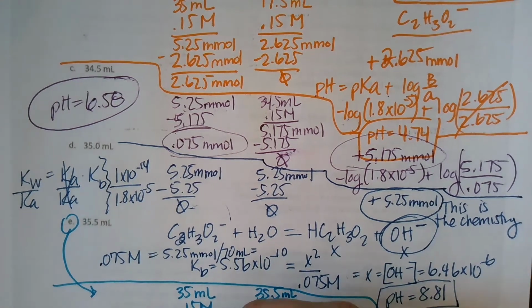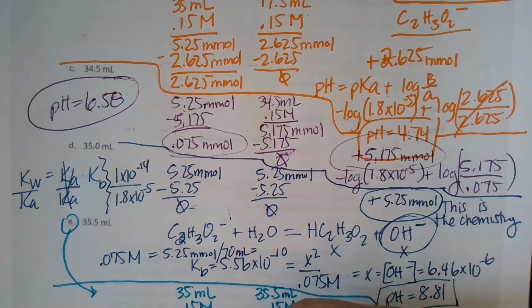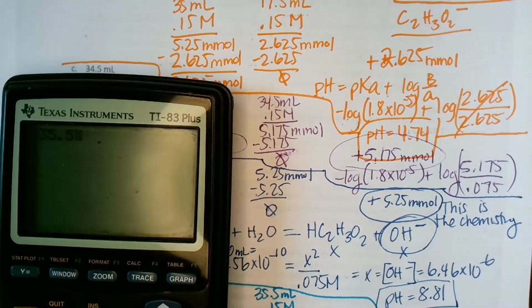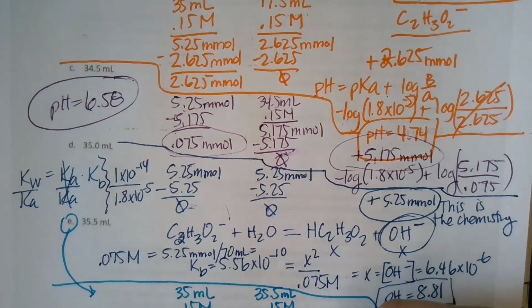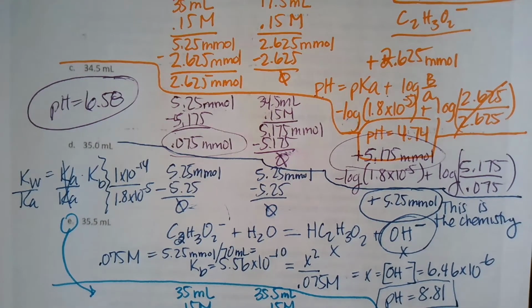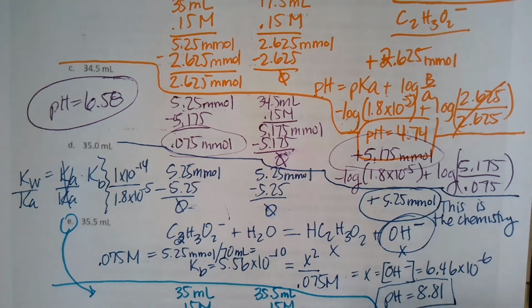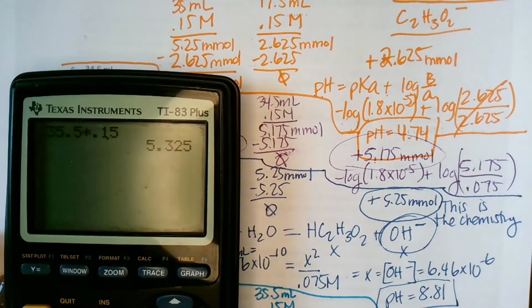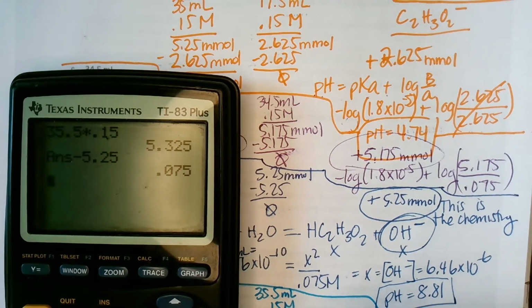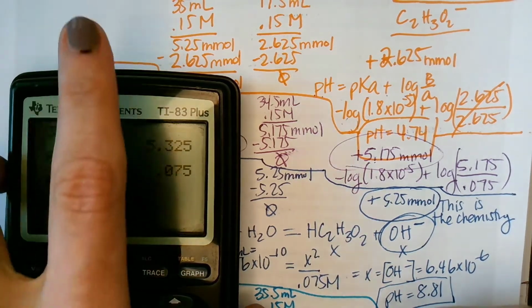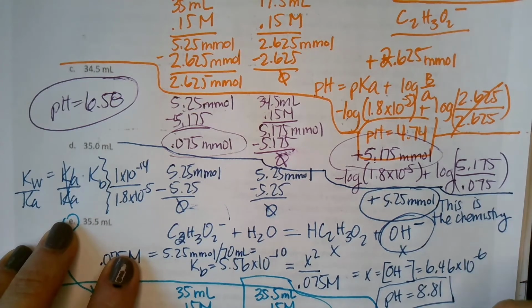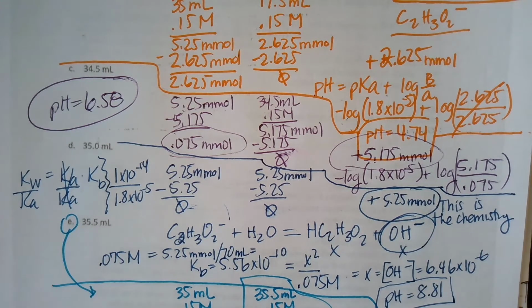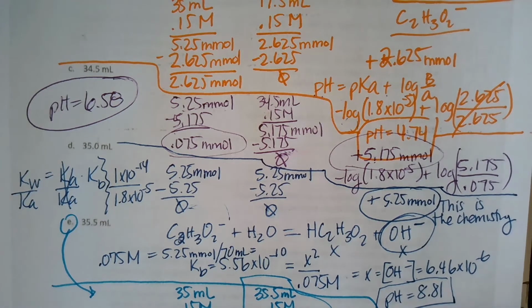Let's see what we get here. We know this is 5.25 millimole, and this is going to be 35.5 times 0.15, 5.325 millimole. So we can see here, my acid is my limiting reactant, minus 5.25. And we can see here, I have excess of my base, 5.325 minus 5.25. I have 0.075 millimoles of my base. Remember, this is my strong base, my strong hydroxide. This is going to trump anything that we have going on, right?